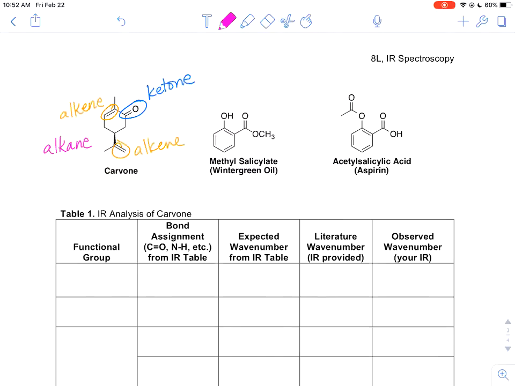What I want to do is show you how you're actually going to come up with the expected wave numbers. I think it would be a great thing for you guys to try this for as many as you can over the weekend. Once again, I'm going to get you started, but I'm going to switch over to the IR table. It's posted online. I'm going to hand them out in lecture on Monday. But once again, it is near the bottom of the Chem 8L website.